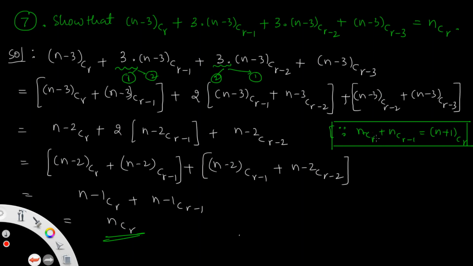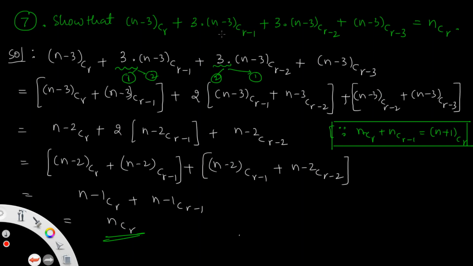Here the n terms should always be the same. In this question, instead of n we have n minus 3, n minus 3, n minus 3, n minus 3. And the next term is a decreasing term, the rth term decreasing by 1.